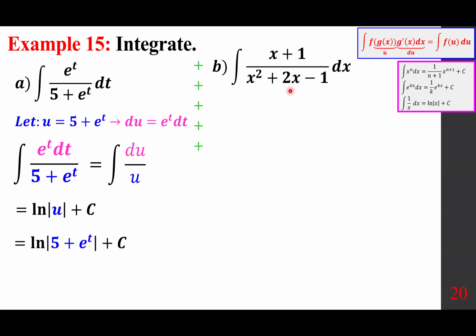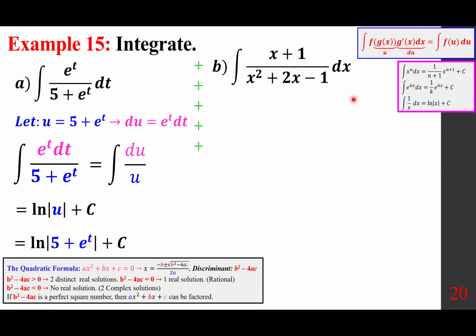What about this one? The first step is to factor the denominator and simplify if you can. The denominator can't be factored. Why not? Recall the quadratic formula: ax squared plus bx plus c equal to 0, x is minus b plus or minus the square root of b squared minus 4ac over 2a, where b squared minus 4ac is called the discriminant. If it's positive, we have two distinct real solutions. If it's equal to 0, one real solution. If it's negative, no real solutions, or two complex solutions.